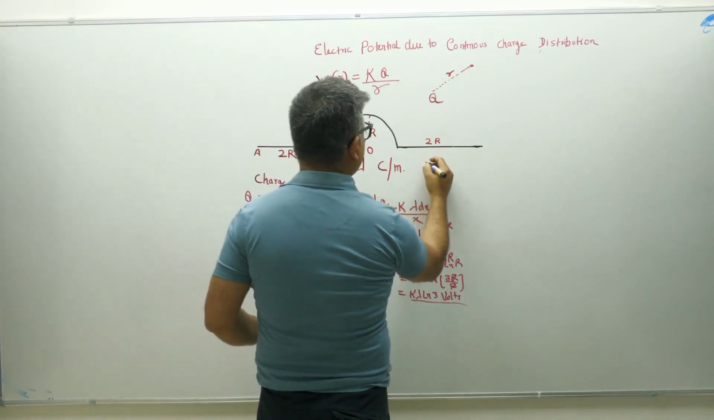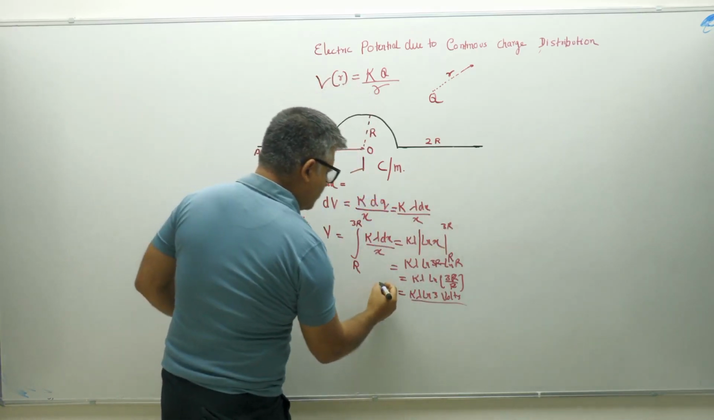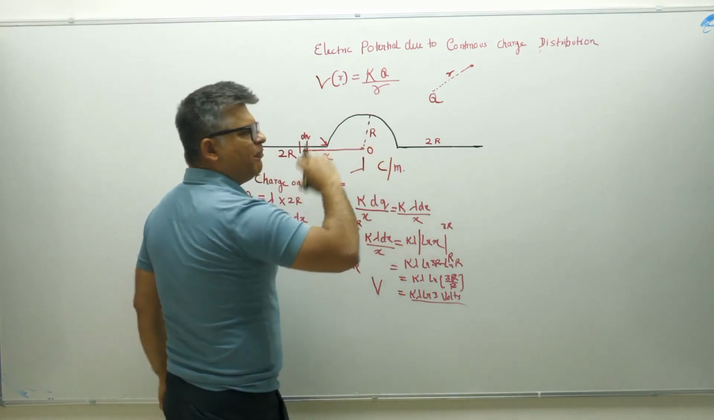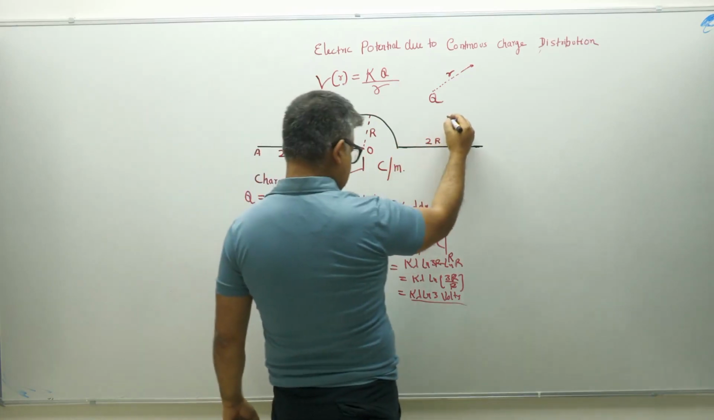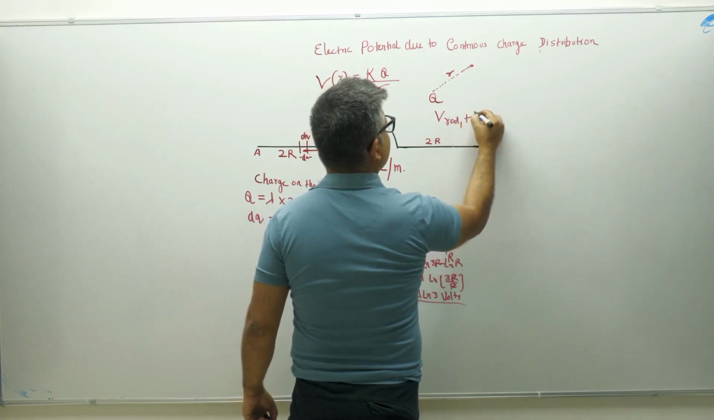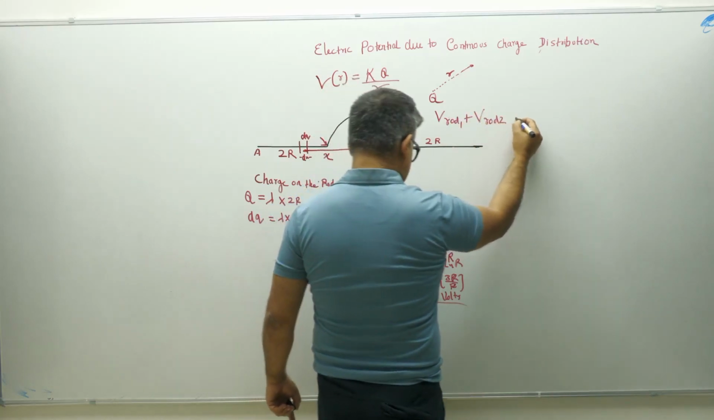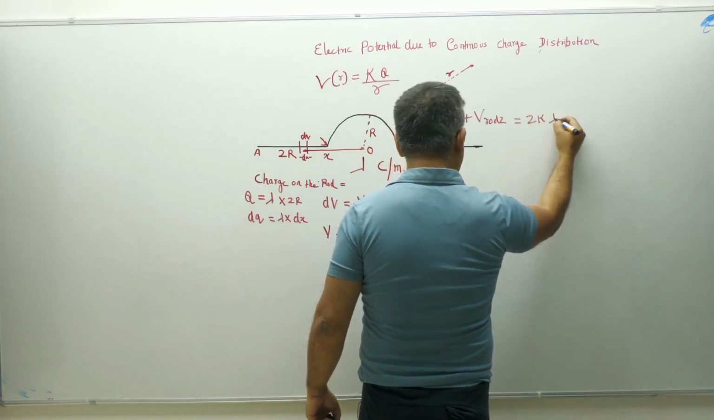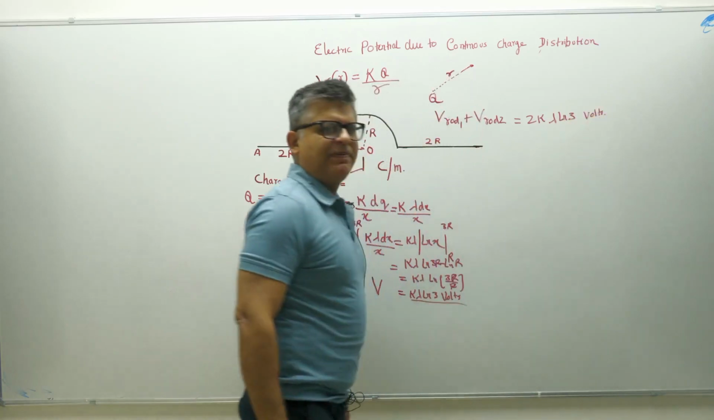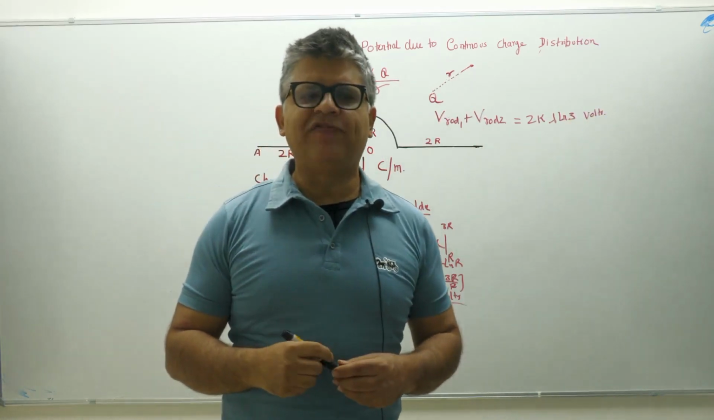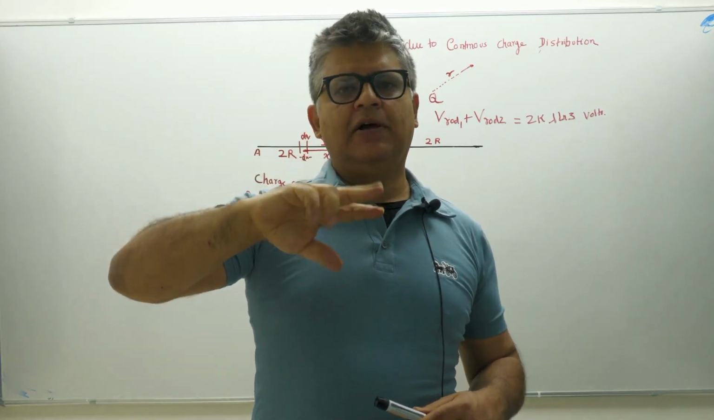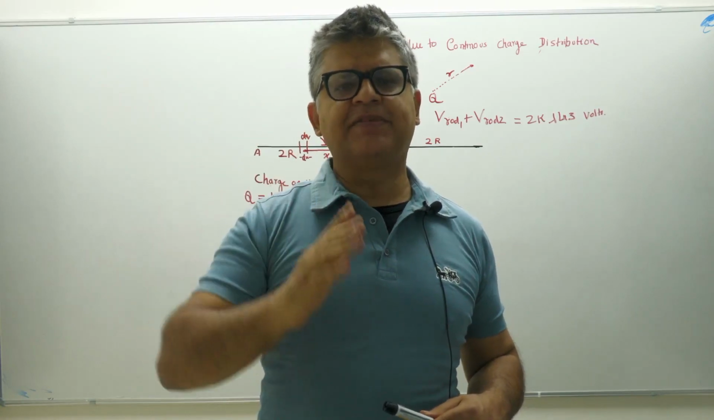Okay, so now the doubling is going to happen. I found the V due to this rod. The total potential due to both rods, rod 1 and rod 2, is going to be twice this, which is 2k lambda log 3 volts. So one part of the puzzle is solved, and now we will focus on the second geometry, which is the semicircle. No brainer, very simple.